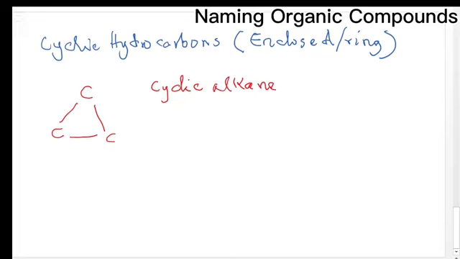It's a cyclic alkane. And so every carbon must have what, 4 bonds. So if I'm to complete this, I have to add hydrogen, then another hydrogen and hydrogen, then another one here, hydrogen and hydrogen. So that gives me a complete structure of this.